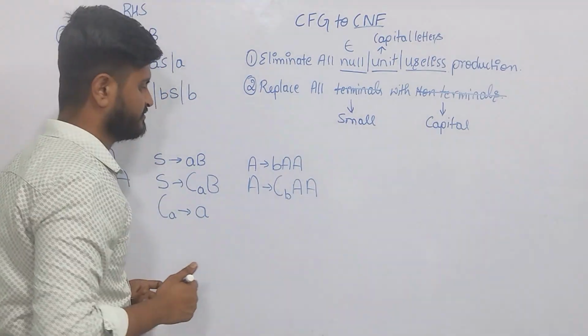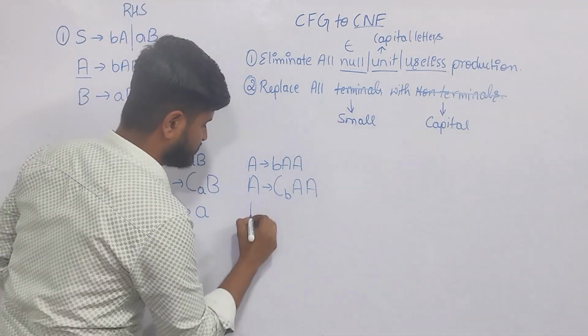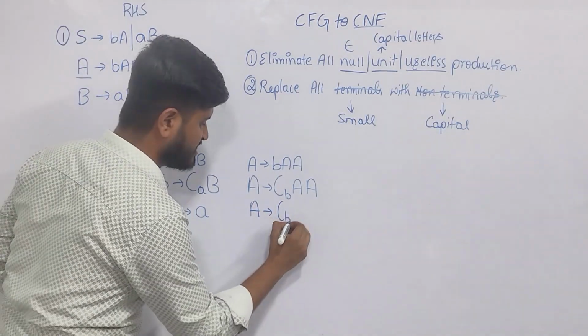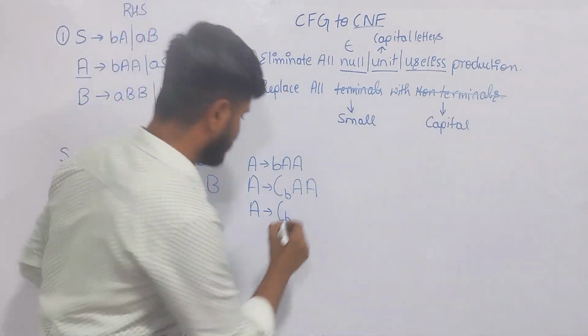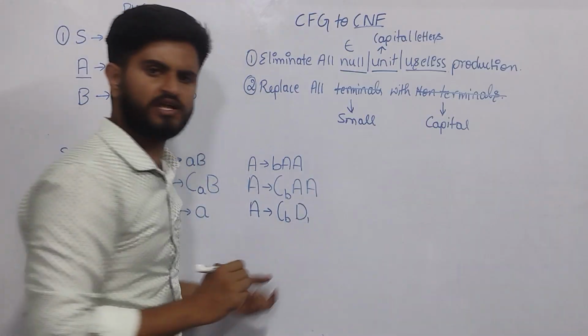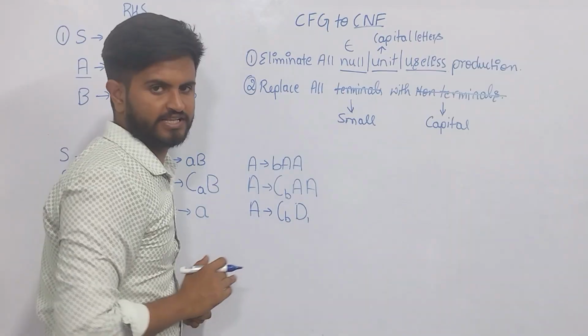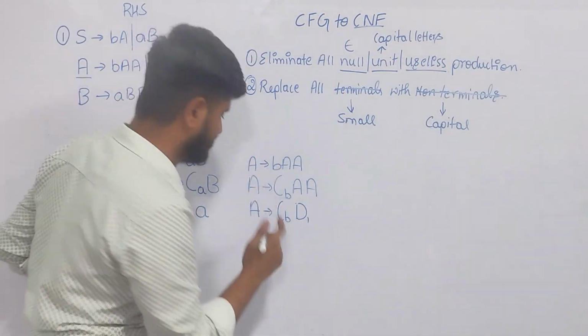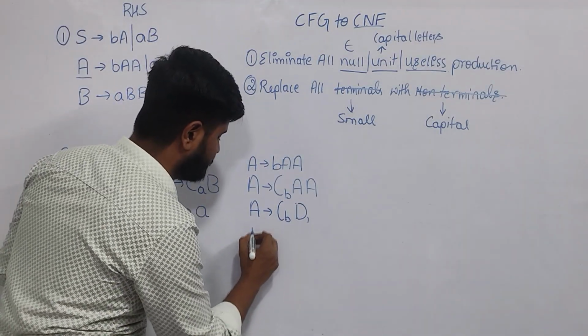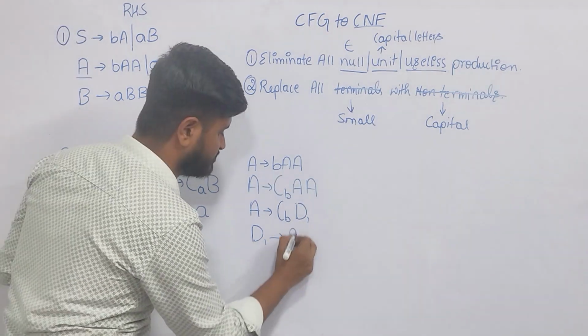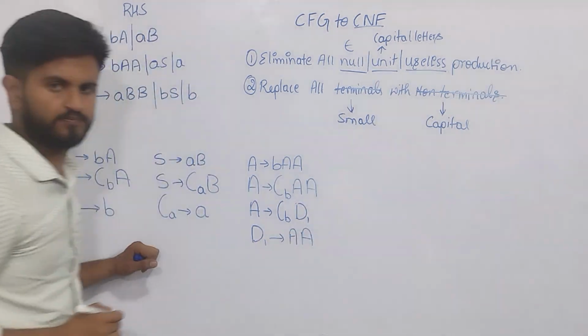So what I will be doing is, A producing C_B, instead of two capital letters A, I will use D1. Anything you can use. I will use D1 instead of two capital letters A. Now if you see, two capital letters are there. So what did I replace? D1 replaced capital letter A and capital letter A.